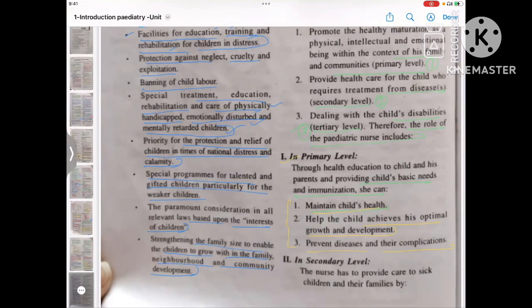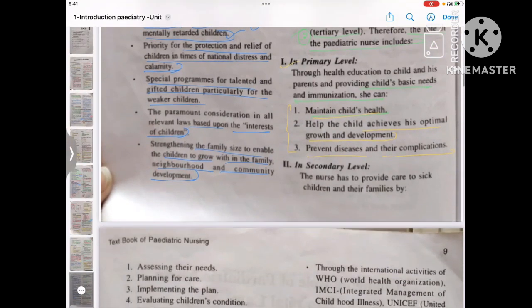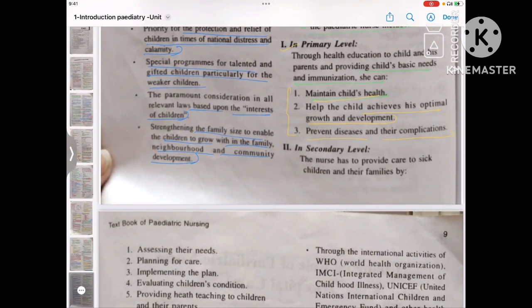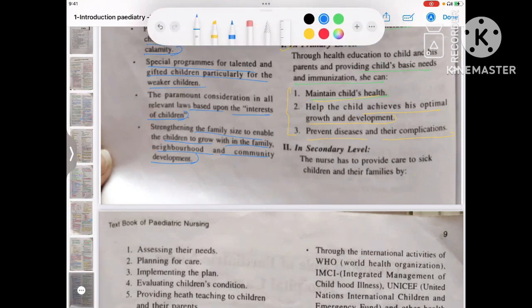Next one is the secondary level. In the secondary level, the nurse has to provide care to the sick children and their family. Already, in the primary we have seen that before getting the disease, immunization has to be given, and in the secondary, here the children have already got the disease, they are sick children, and we have to provide care to the sick children. So that is the secondary.